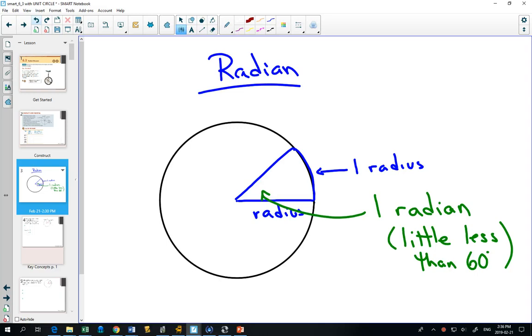So there you go, that's your definition of a radian. Do you feel like if I got you to jump up and turn 3 radians, you'd know how much to turn? If I turned 3 radians, I would have to go another radius, maybe that much would be 3 radians. Okay? How many radians do you think are in a whole circle?